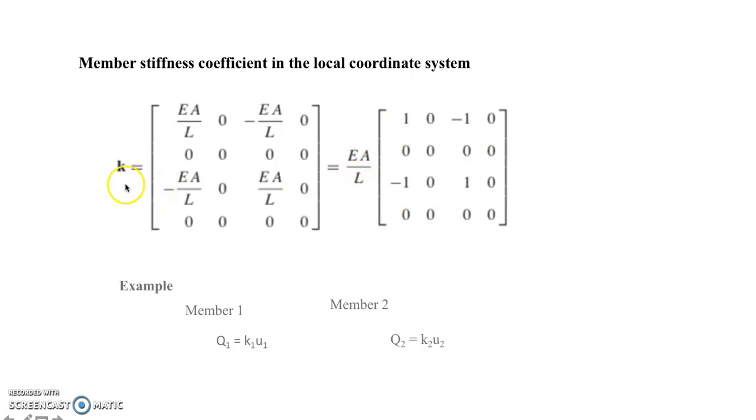You have to take note that for K, for Q, for U, it is per member. For example, there would be 2 members in our plane truss. If you're going to solve for member end forces in the local coordinate system, you're going to solve for each member. So for example, for member 1, you can denote that as Q sub 1 equal to K sub 1 U sub 1. For member 2, Q sub 2 is equal to K sub 2 times U sub 2. And of course, for every member, there would be 4 Q and U values, and your K is this value. You simply have to substitute that one.